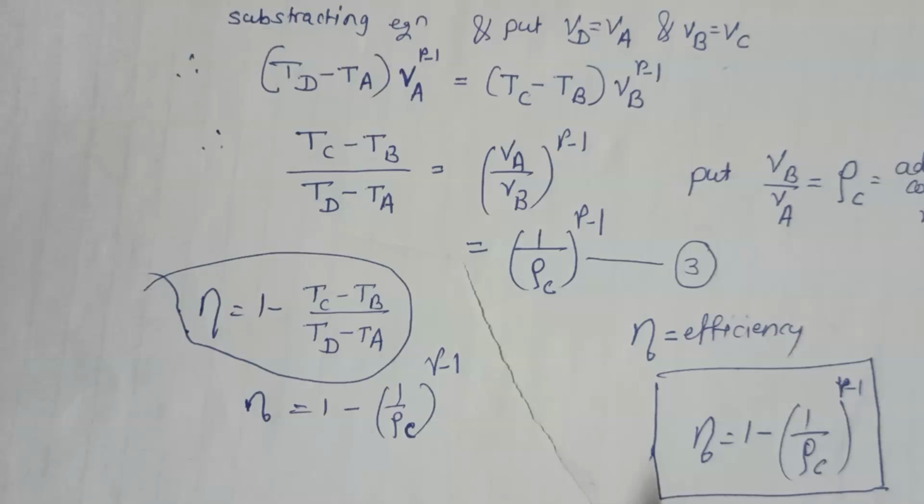It shows that efficiency depends upon compression ratio, that is rho C. Efficiency eta is always less than 1.